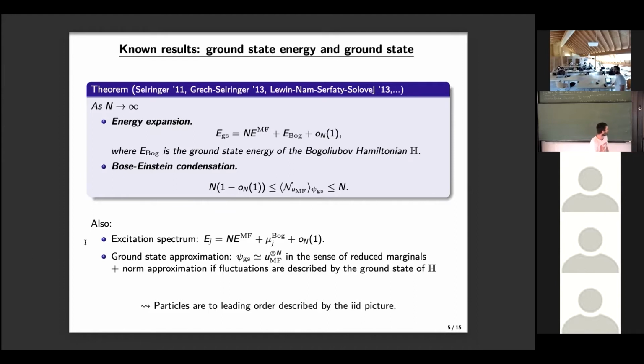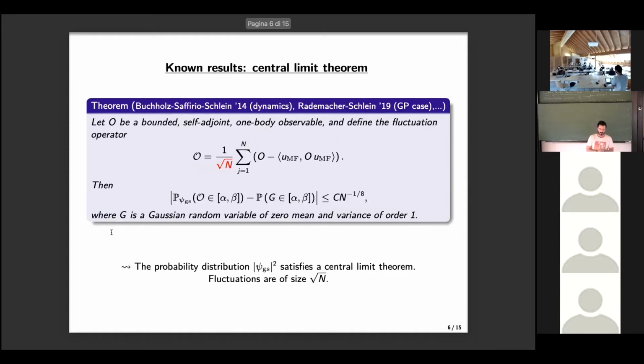Much more is known about this model. I would say that by now it is very well understood. But the main point I wanted to make is that the leading order particles are very well described by the i.i.d. picture. The last known result I want to recall is the central limit theorem.